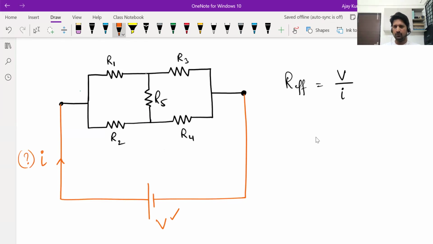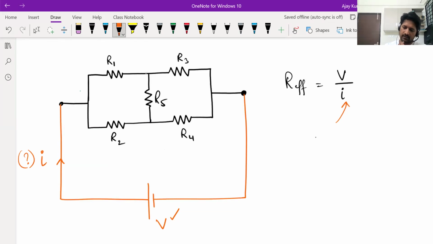Okay. And when you do that, obviously you'll get I in terms of V and R1, R2, R3, R4, R5. You get current in terms of voltage and the resistors. And then you bring it and put it here in this denominator, the V part will get cancelled. You'll get effective resistance only in terms of R1, R2, R3, R4, and R5. Okay, that's the idea. How to implement that?